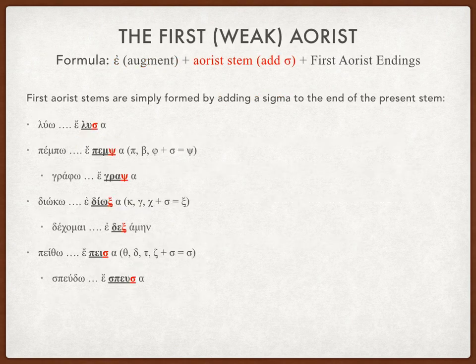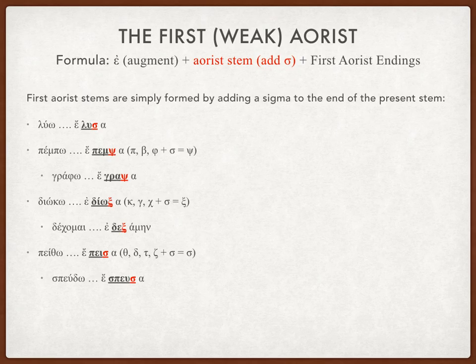So when we talk about the first or weak aorist, it's basically just a matter of remembering this formula. Epsilon as the augment, plus the aorist stem, you're basically just adding a sigma to the regular present stem, and the first aorist set of endings, usually starting with a in the active. So luo, like you saw before, starts with an epsilon, add sigma to the end of the stem lu, and then add alpha to the end of that, and you get elusa, I loosened, past time.